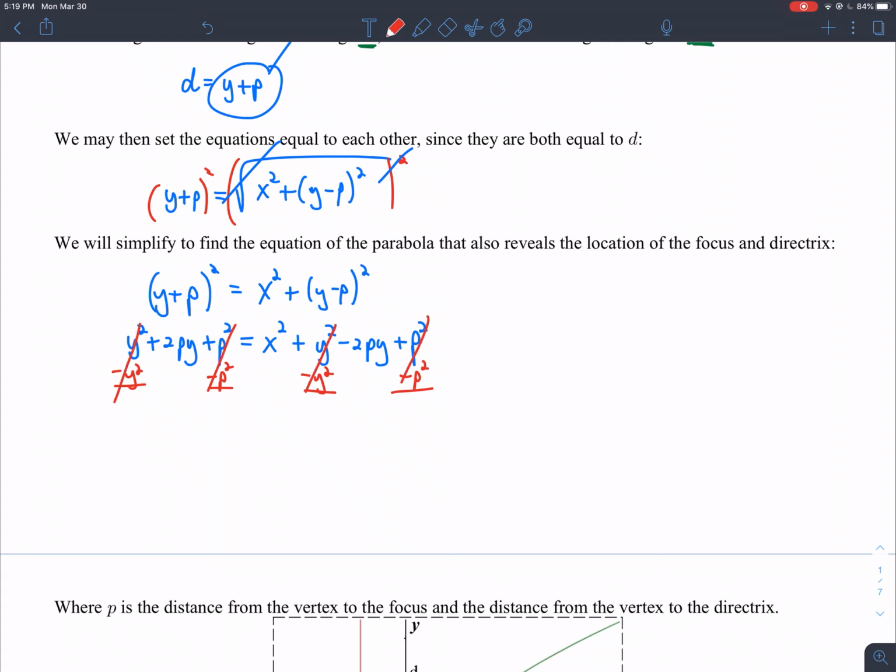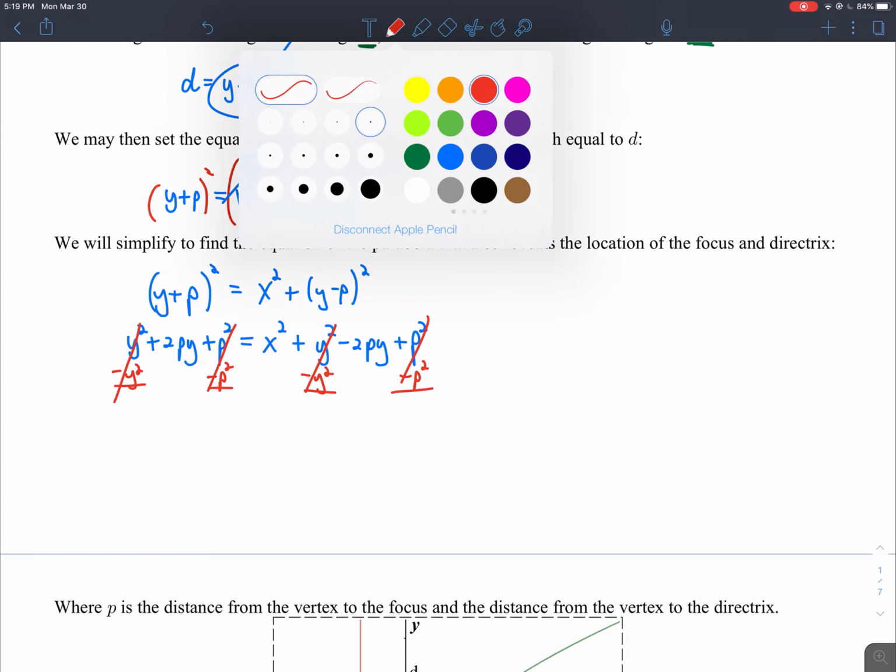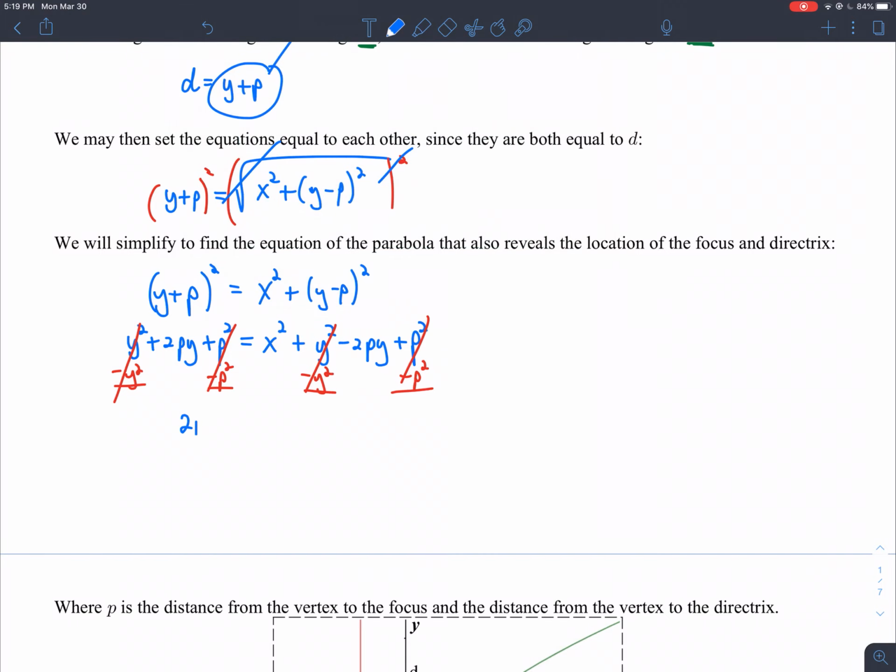They just go away. Okay, so very quickly I'm left with just 2py equals x squared minus 2py. Now this is not the same, this is different. Their signs are opposite, so if I add 2py to both sides, I don't cancel them, I actually add them. So this goes away here, but then I have 4py equals x squared. And I'm going to rearrange this just because I know what the formula is supposed to look like already. Actually, this is the answer.